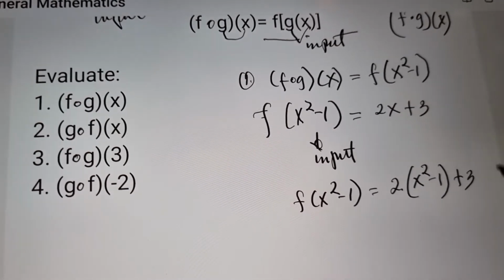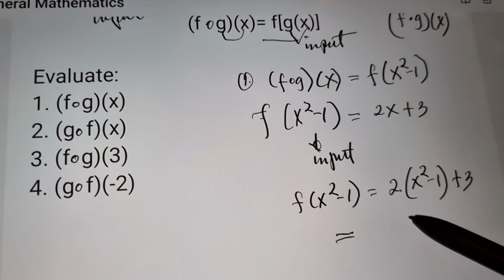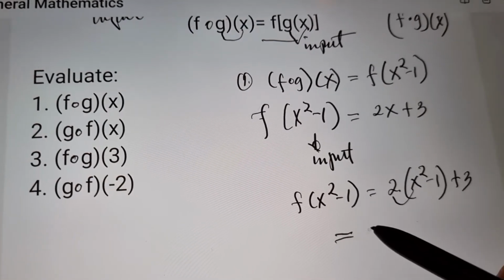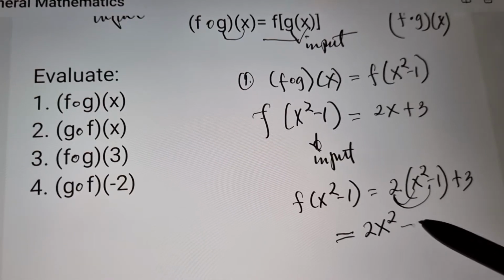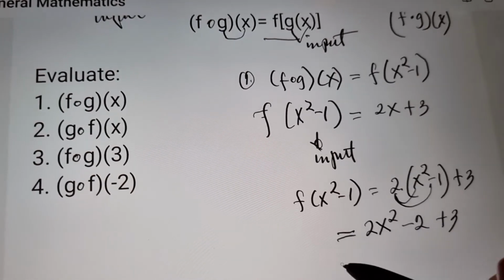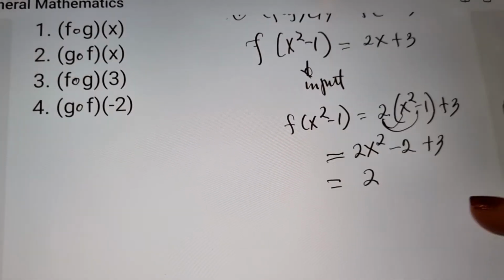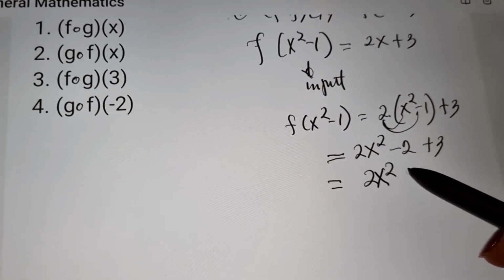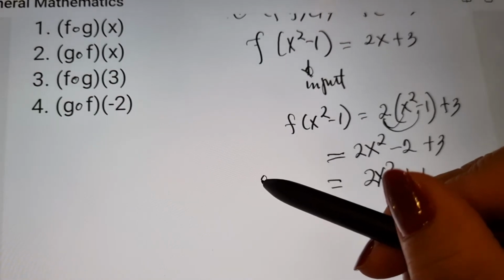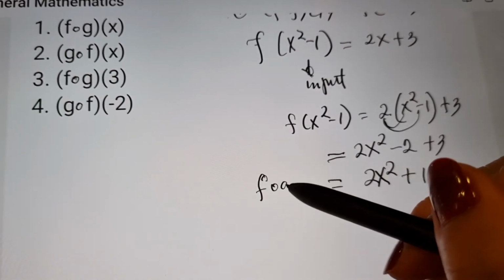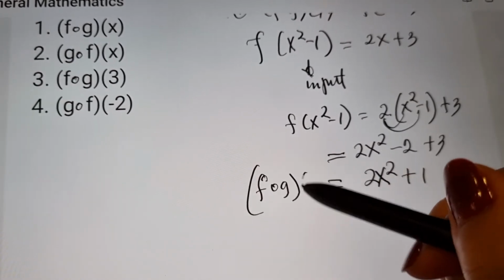Then plus 3. And this is equal to, by distributive property, 2x squared, 2 times negative 1, that is negative 2, plus 3. So this is 2x squared plus 1. The final answer. And this is now the f of g of x.